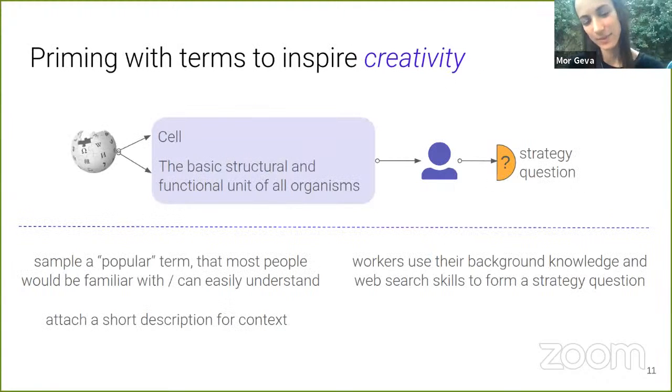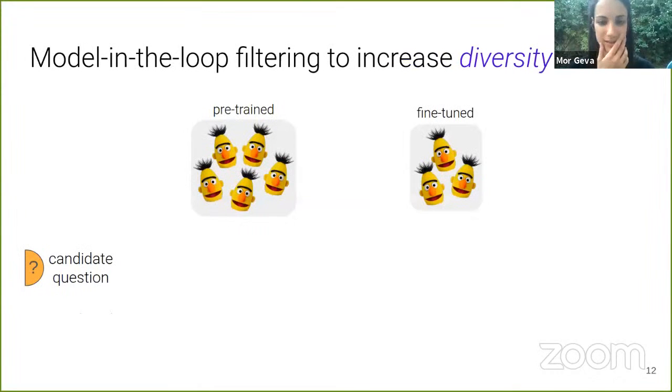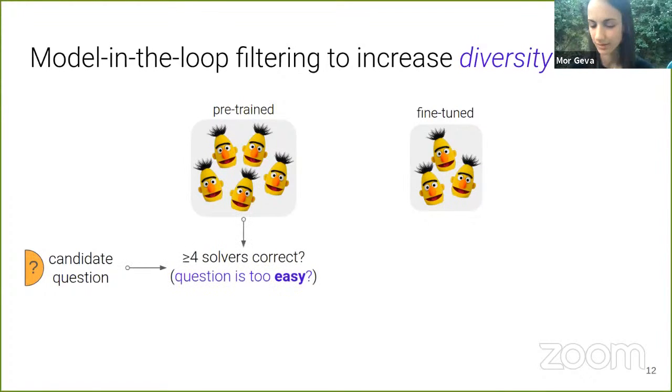Okay, so this method is to inspire creativity. But there was this second issue, if you remember, that we have this limitation on diversity. To solve this, we implement model-in-the-loop filtering, and I'll explain exactly what this means. Let's say we have a candidate question written by some worker. We pass it through two groups of solvers. The first one is a group of pre-trained models, like RoBERTa-Large, pre-trained on multiple data sets. I can provide the details later. It's not that important.